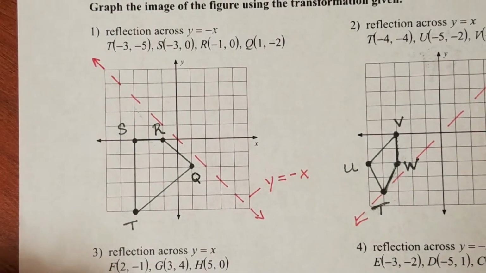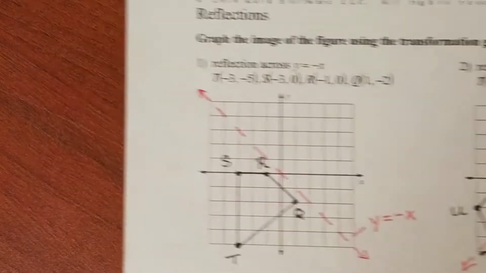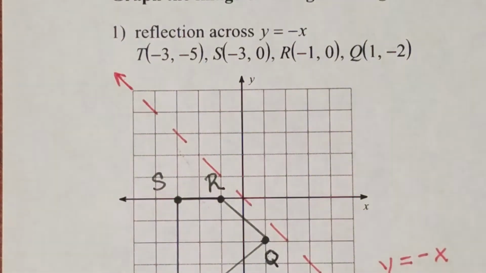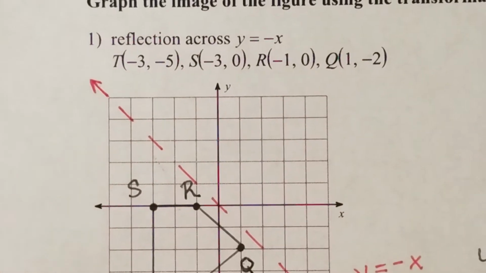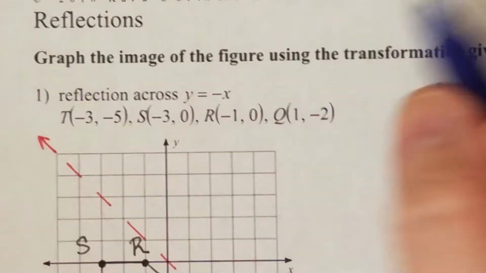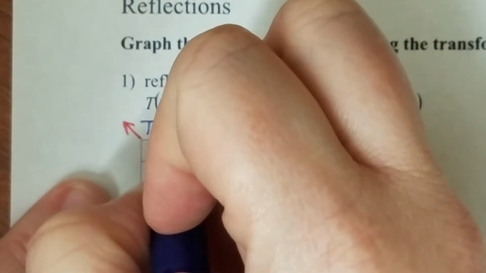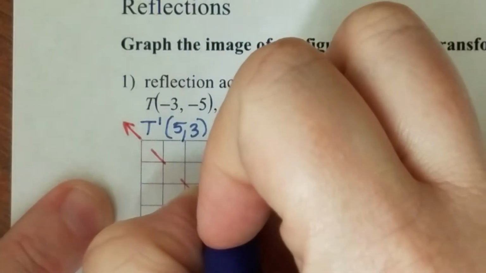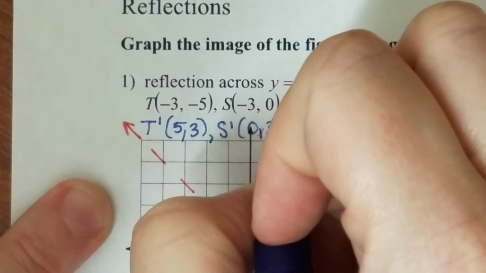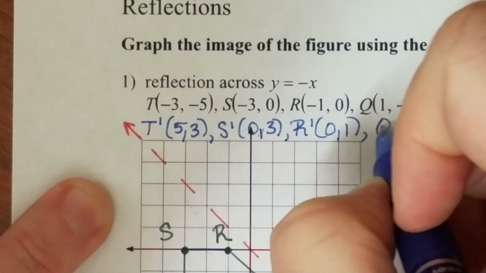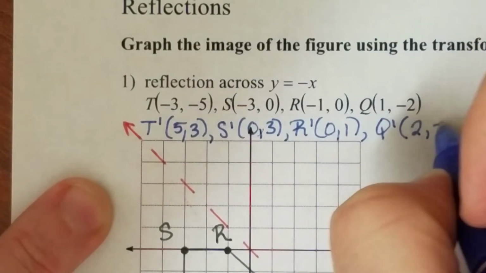So if we mirror this, I'm going to go ahead and actually just apply the rule here to show you guys how easy that is. Now this is y equals negative x. So according to my rule, I'm going to swap the x and y's and swap all the signs. So not only are both of these now going to be positive, but I'm going to switch them. So T prime is going to be 5, 3. S prime is going to be 0, 3. R prime is going to be 0, 1. And Q prime is going to be positive 2, negative 1.